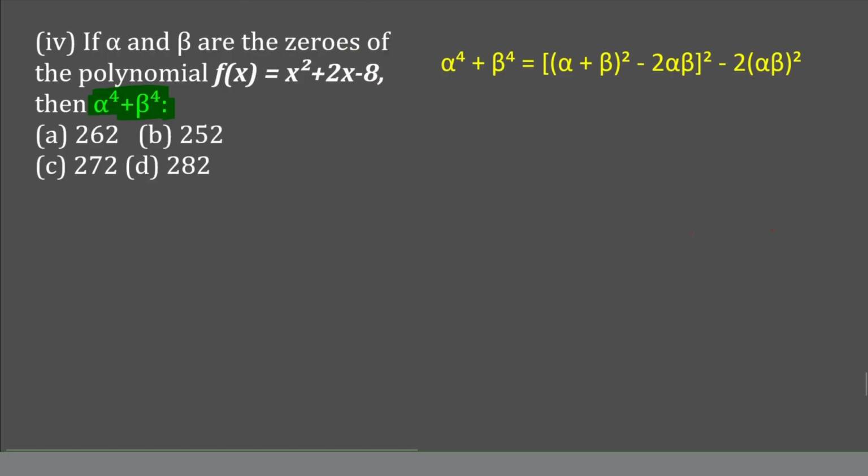So let's first write down what is A here. A is the coefficient of x square, which is 1. What is B? B is the coefficient of x, which is clearly 2. And C is the constant term, which is minus 8.